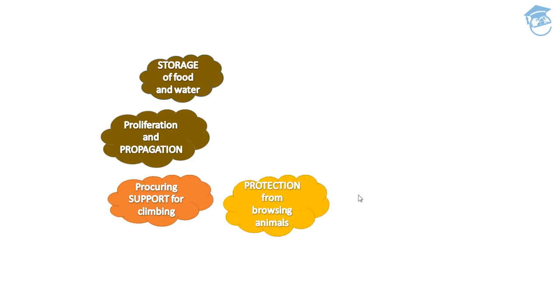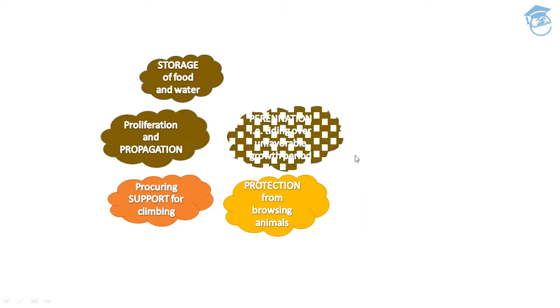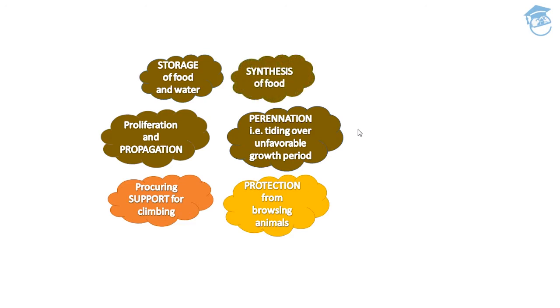Stem may, however, be modified to perform secondary or accessory functions. Now, what are those? First, it helps in the storage of food and water. It helps in proliferation and propagation. It helps in procuring support for climbing. It helps in protection from browsing animals. And it helps in perennation. What is perennation? Tiding over unfavorable growth period. I'll explain these points in detail in the later part of this presentation. And another function is synthesis of food.